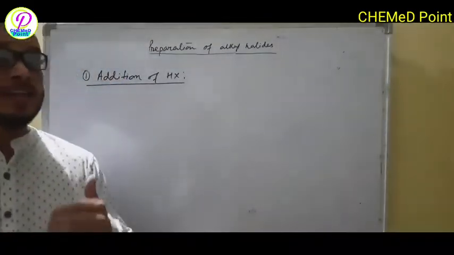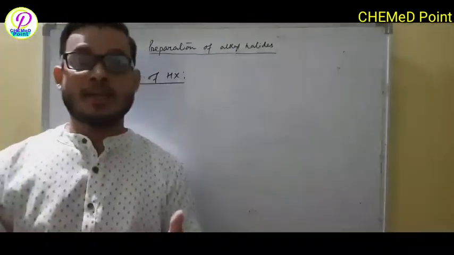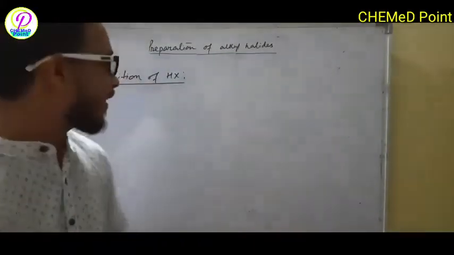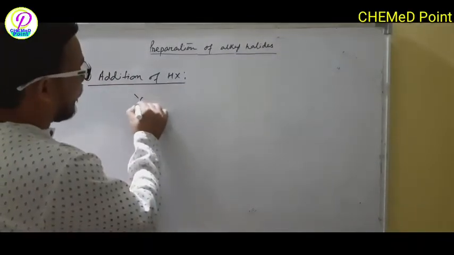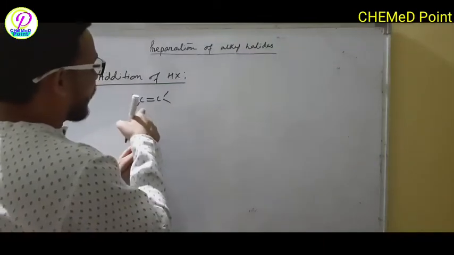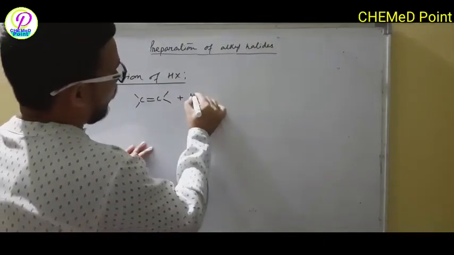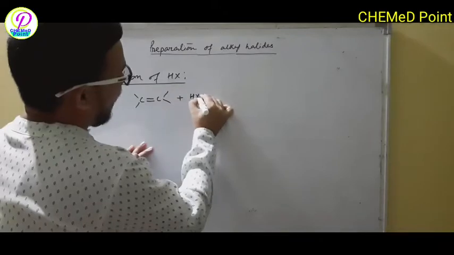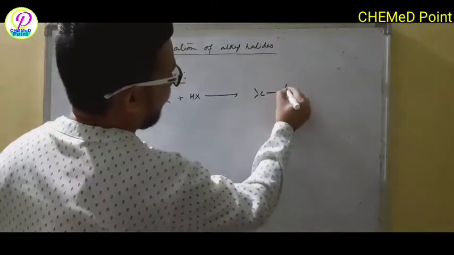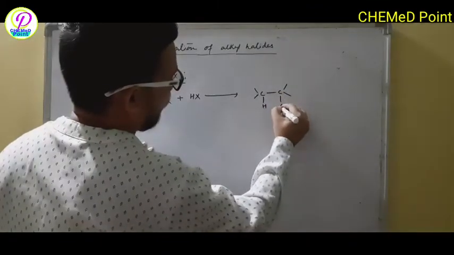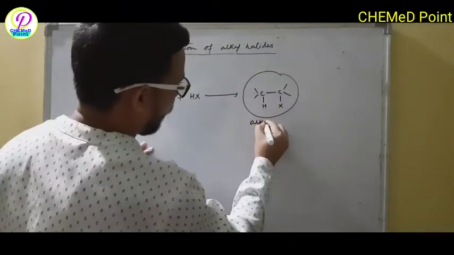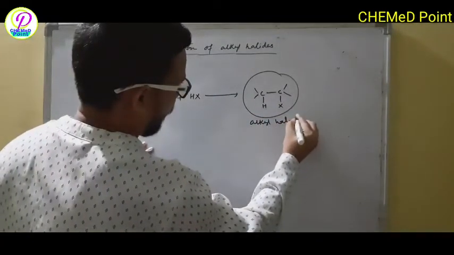molecule. If hydrogen halide is added to the alkene molecule, the alkene molecule is converted to the corresponding alkyl halide. Let us take an example. If we allow this alkene molecule to react with hydrogen halide, we will get the corresponding alkyl halide. This is our alkyl halide.